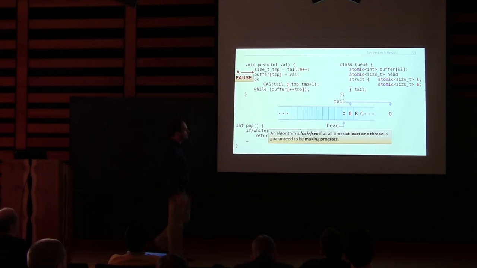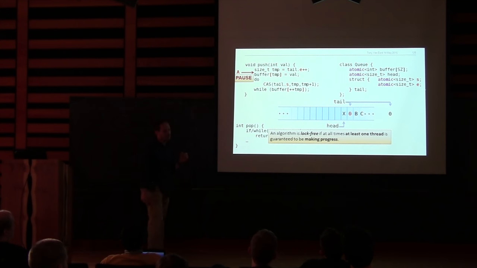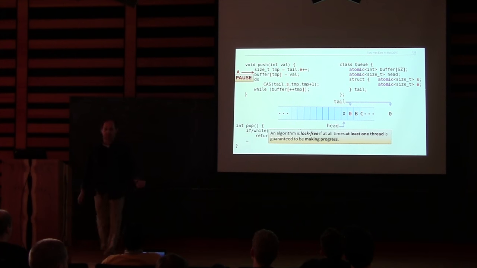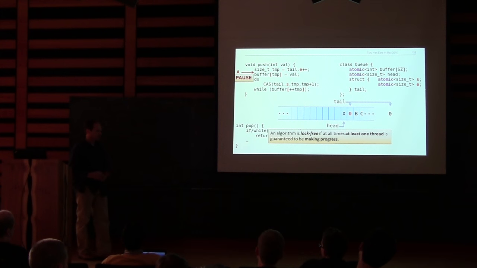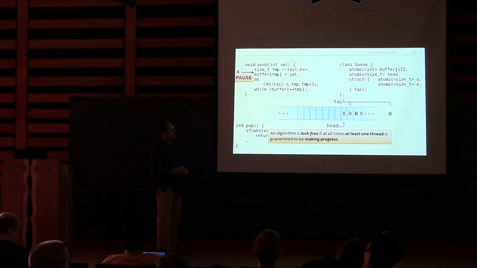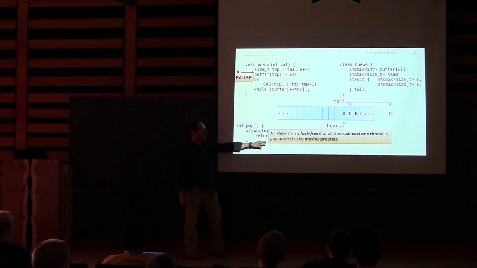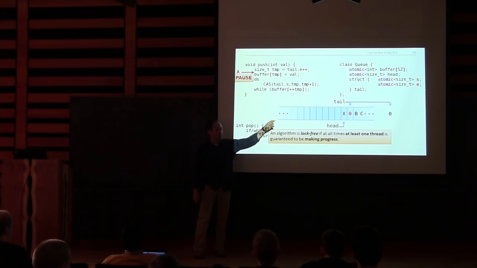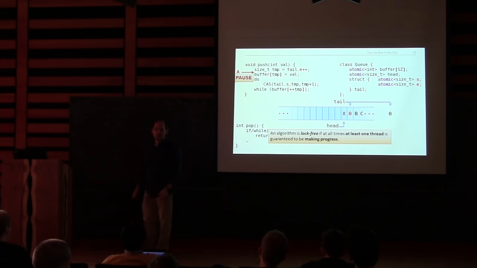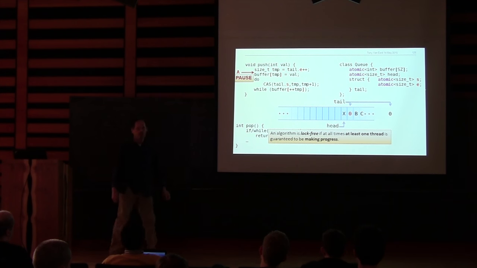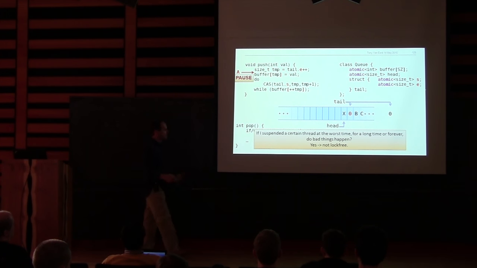So anyhow, is this lock-free? An algorithm is lock-free if at all times at least one thread is guaranteed to be making progress. That's the Herlihy definition, Herlihy and Shavit and Moir, probably a few other people. Well, you have to be careful because the enqueuers are making progress once the queue is full. This is my point. Those producer threads are making progress, sort of. But at the end of the day, if we never consume what they produced, we're kind of not making progress. So my definition of lock-free is slightly different.